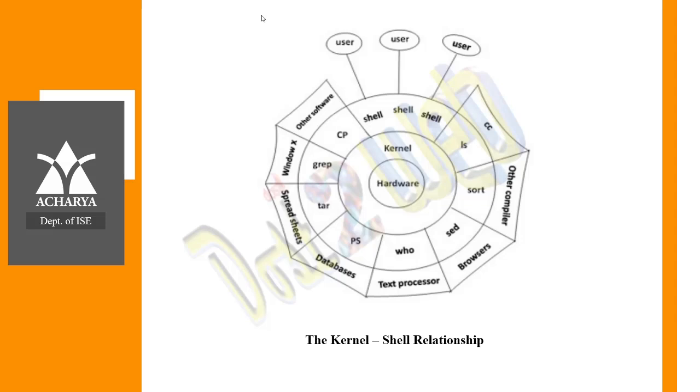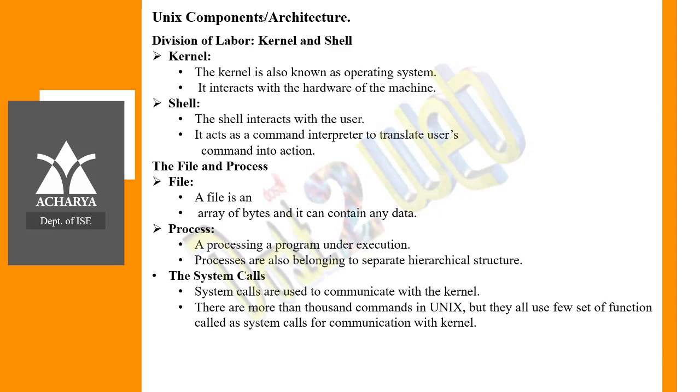Here, this diagram is your Unix architecture, the Unix components, and even the relationship between kernel and shell. Everything will be considered here. When we talk about the Unix components or architecture, we have the kernel, shell, files and process.